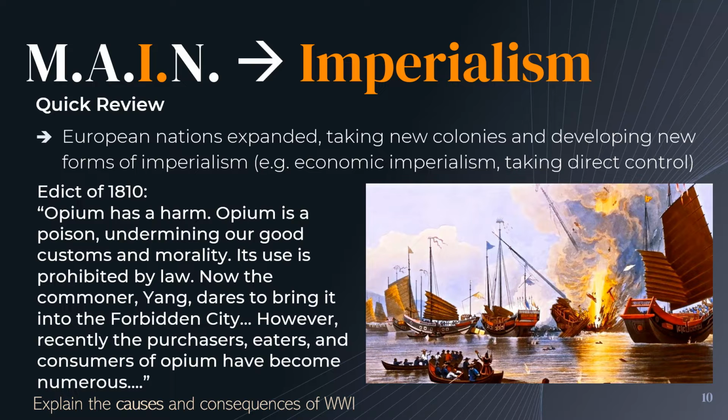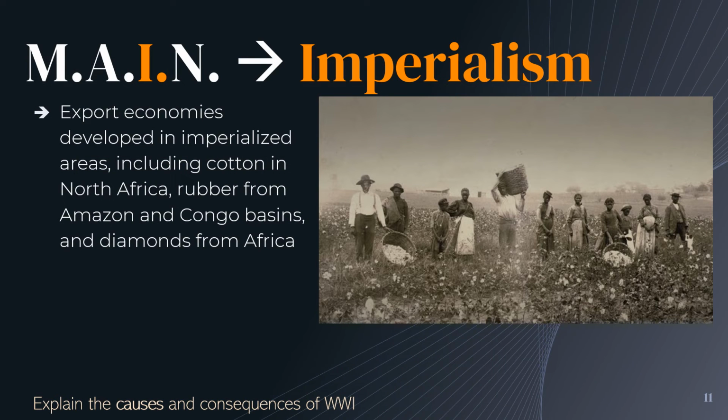There was an edict given in 1810 in China that I think is rather telling. "Opium has a harm. Opium is a poison, undermining our good customs and morality. Its use is prohibited by law. Now the commoner, Yang, dares bring it into the forbidden city. However, recently the purchasers, eaters, and consumers of opium have become numerous." So this is an example of economic imperialism.